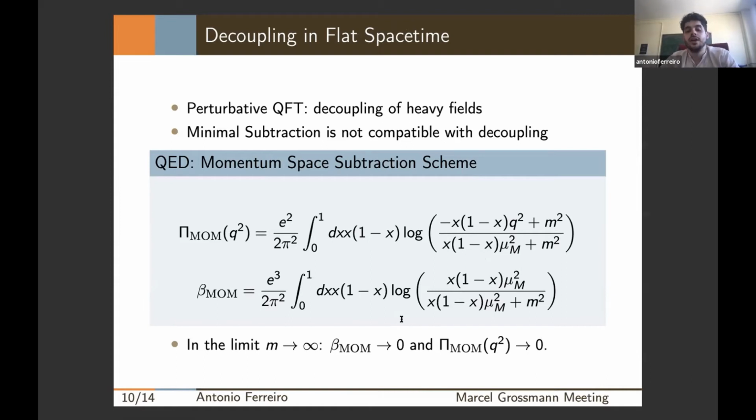And then you get the result that you wanted: when the mass goes to infinity, where you have a really high mass, then both the beta function and also the quantum contribution go to 0. This means that this scheme is compatible with decoupling.